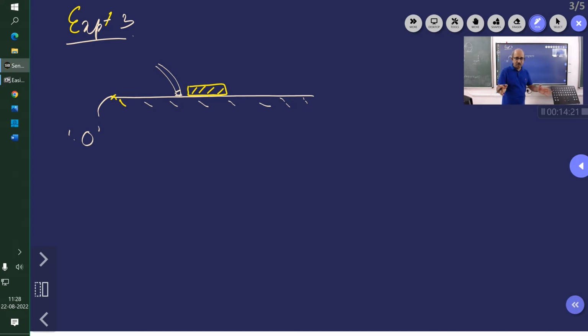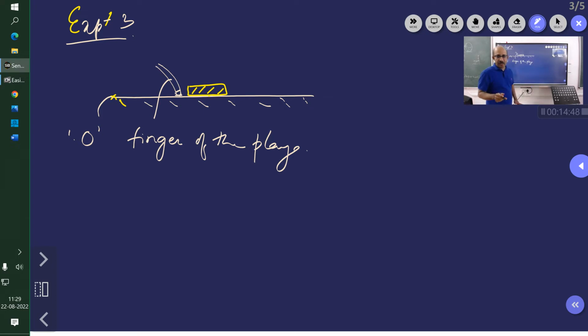The other day when we were experimenting with the carom board, we saw a gentleman playing with it. He had kept the striker and he was hitting the striker with his finger like this. I suppose all of you have noticed it. This is the finger of the player. Now you can see the finger of the player is not touching the striker, so the striker is in a state of rest.